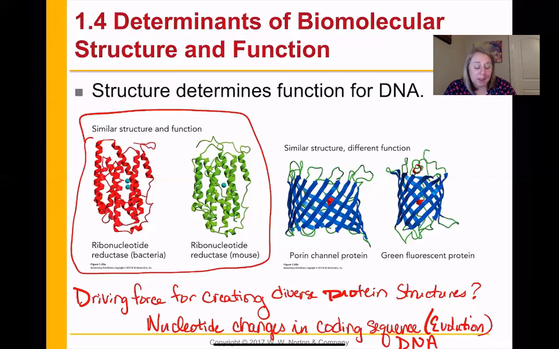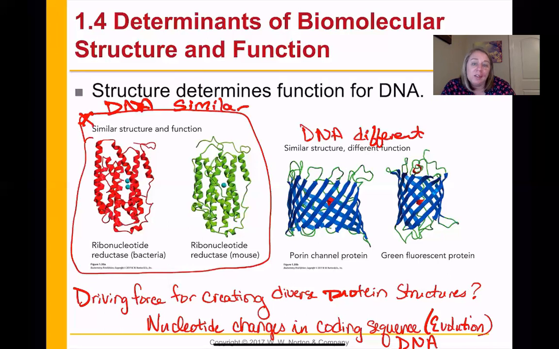But what you're probably going to see is that the DNA of these two, I would say DNA is very similar. But here, even though our structure of the proteins is similar, I would say here that these two DNA sequences are going to be more different, right? And so you're going to end up with basically a very similar protein structure, but a very, very different function. So how do we get all these diverse protein structures? And really, it's evolution. It's nucleotide changes in the coding sequence of the DNA. And that's how we go from all these different proteins.